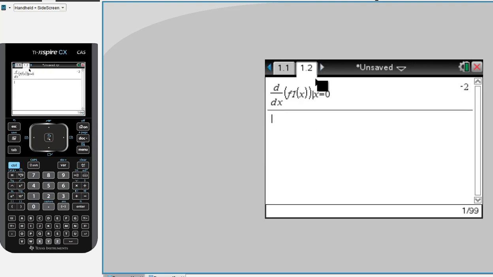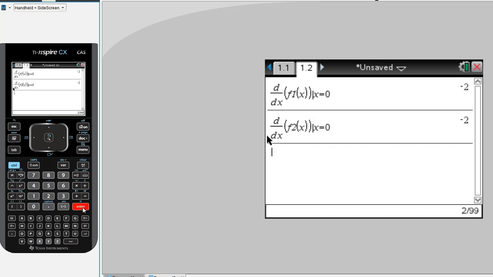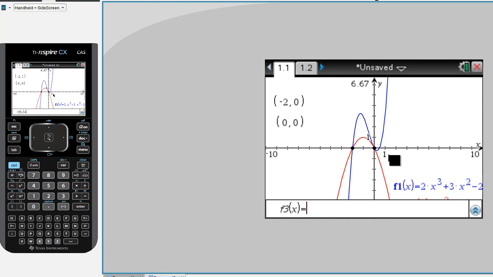Now let's find the slope for the g function, or f2 of x. I can just go up, press enter, it will copy the whole expression, and I can just click here and change that to f2. Now we would like to know the slope of the tangent where x is equal to 0 of this function, and it's also minus 2. So the slope is going to be the same, which means that they share the same tangent. Now the question was also, what is the equation of that tangent?